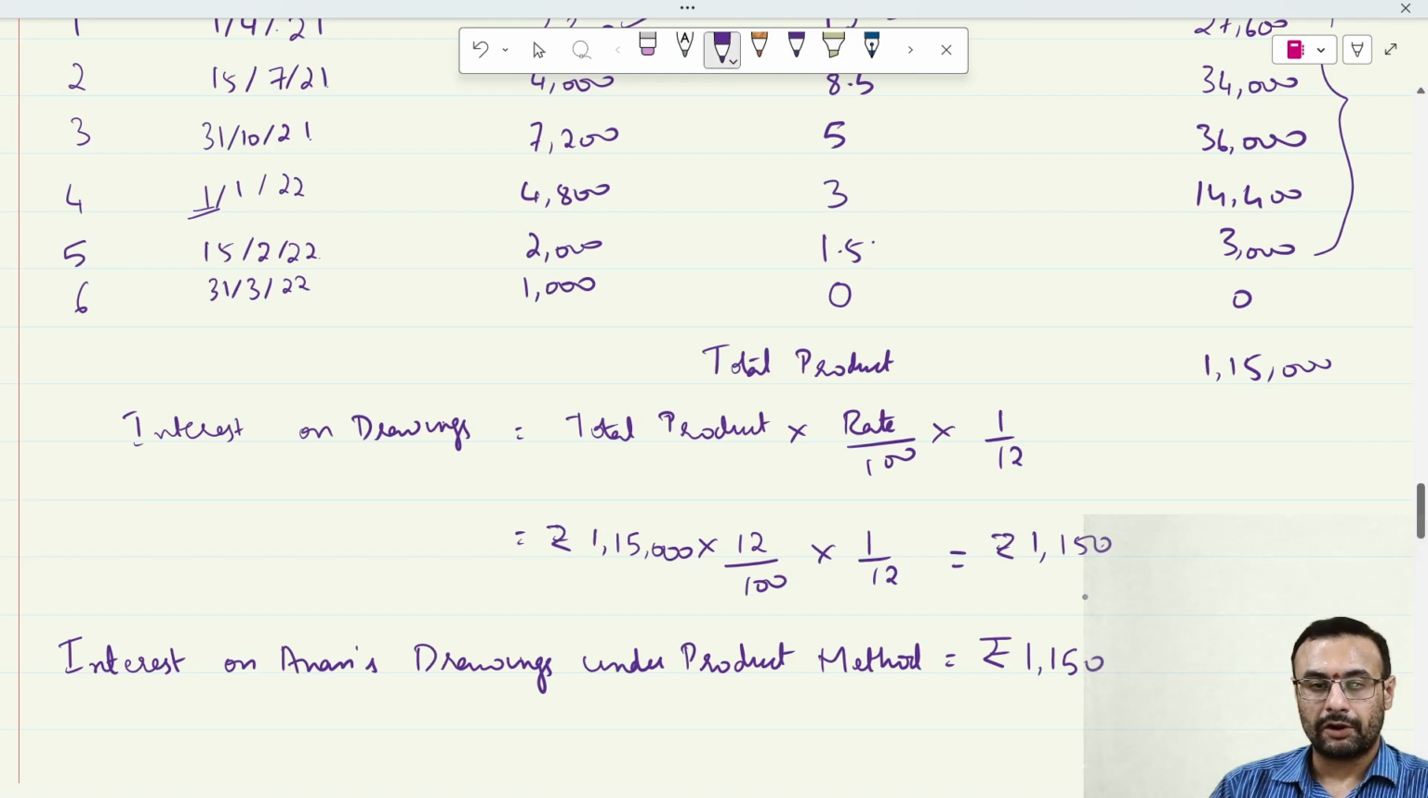It will become total product, and then we have to substitute the formula. Interest on drawings under product method is calculated by using the formula total product into rate by 100 into 1 by 12. Those who want to understand the logic behind this, I have prepared a separate video for this. Please see that video, and this is the way we do it. We'll do the other partners interest on drawing in the next video.